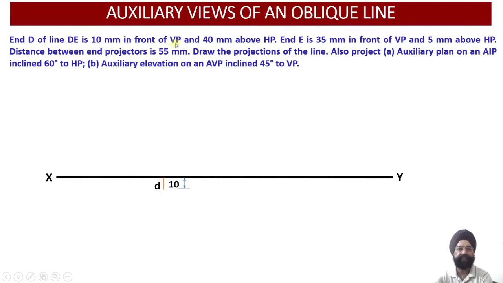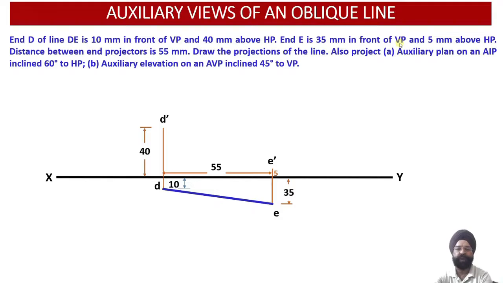First of all, let us draw the projections of the line. D of the line DE is 10 millimeter in front of VP and 40 mm above HP, that is, it lies in quadrant number 1. The distance between the end projectors is 55 millimeter, and E of the line lies 5 millimeter above HP and 35 mm in front of VP. So again this line lies in quadrant number 1, and D also lies in quadrant number 1. End D lies 40 millimeter above HP and 10 millimeter in front of VP, and E lies 5 millimeter above HP and 35 millimeter in front of VP.